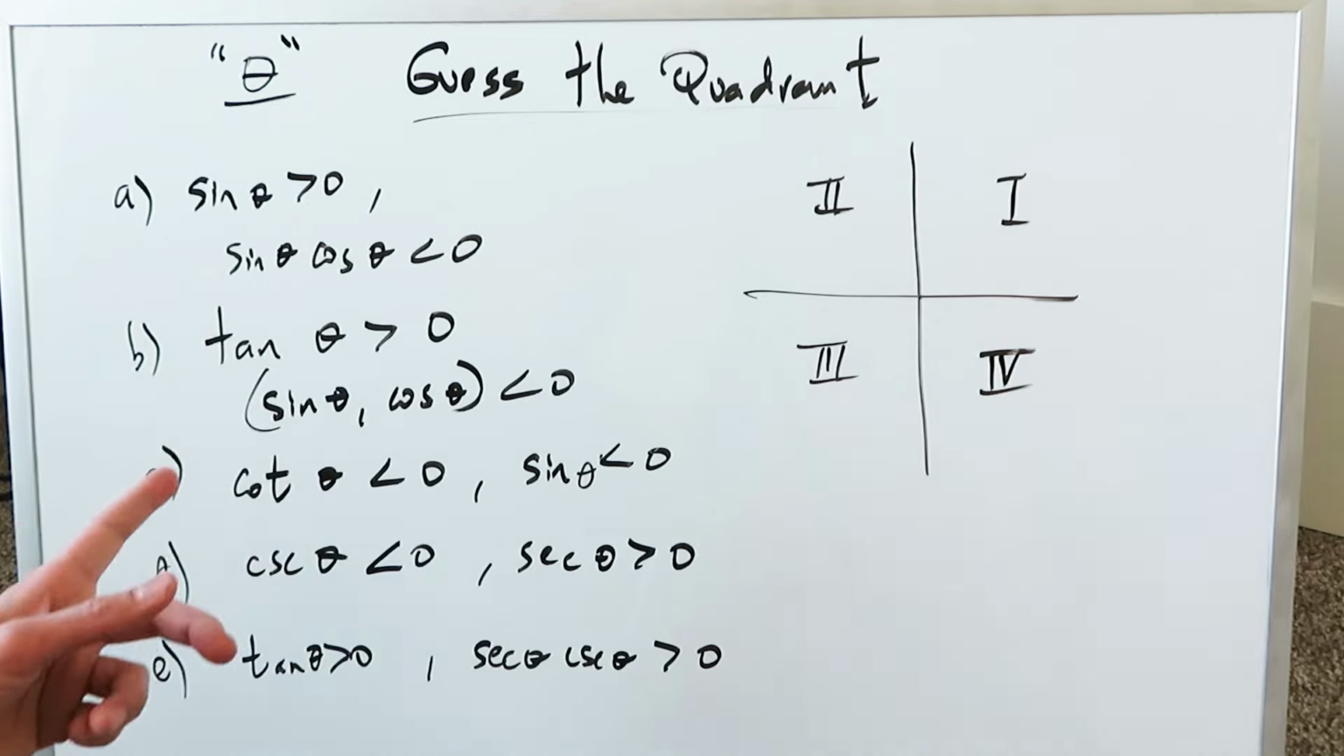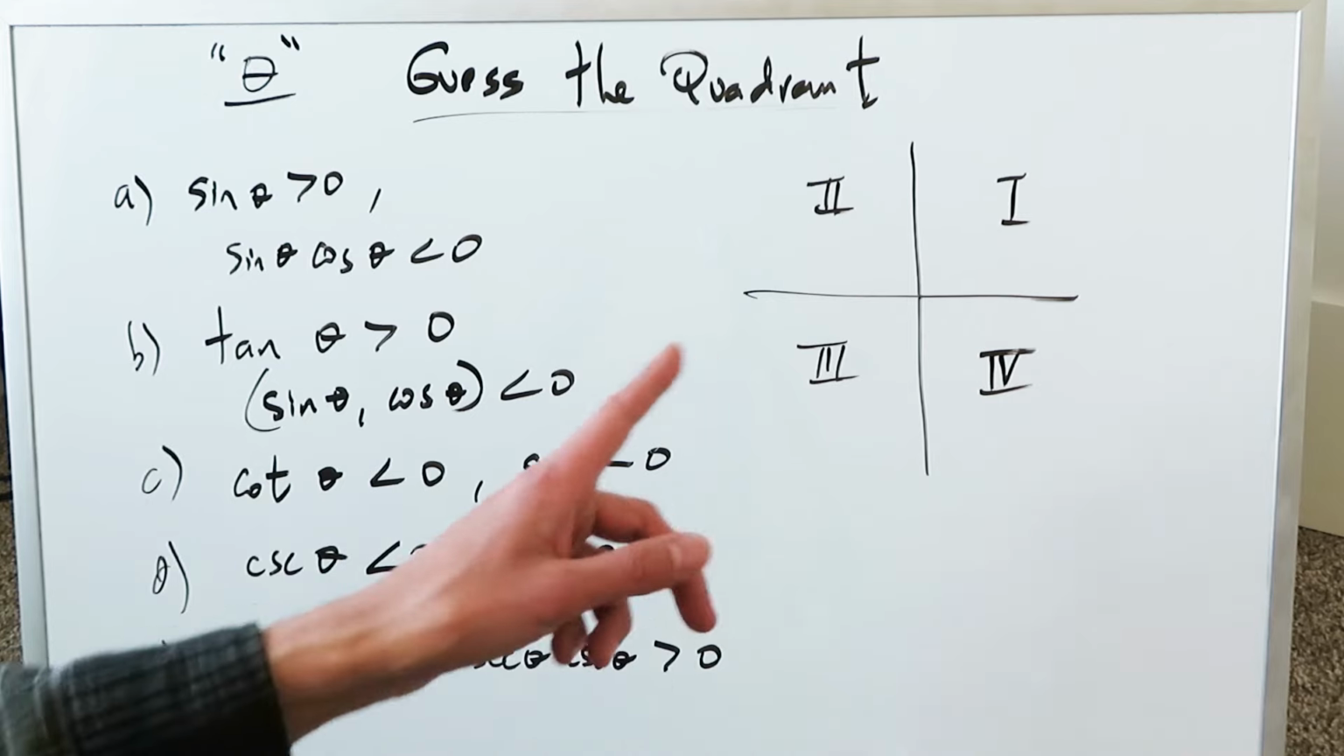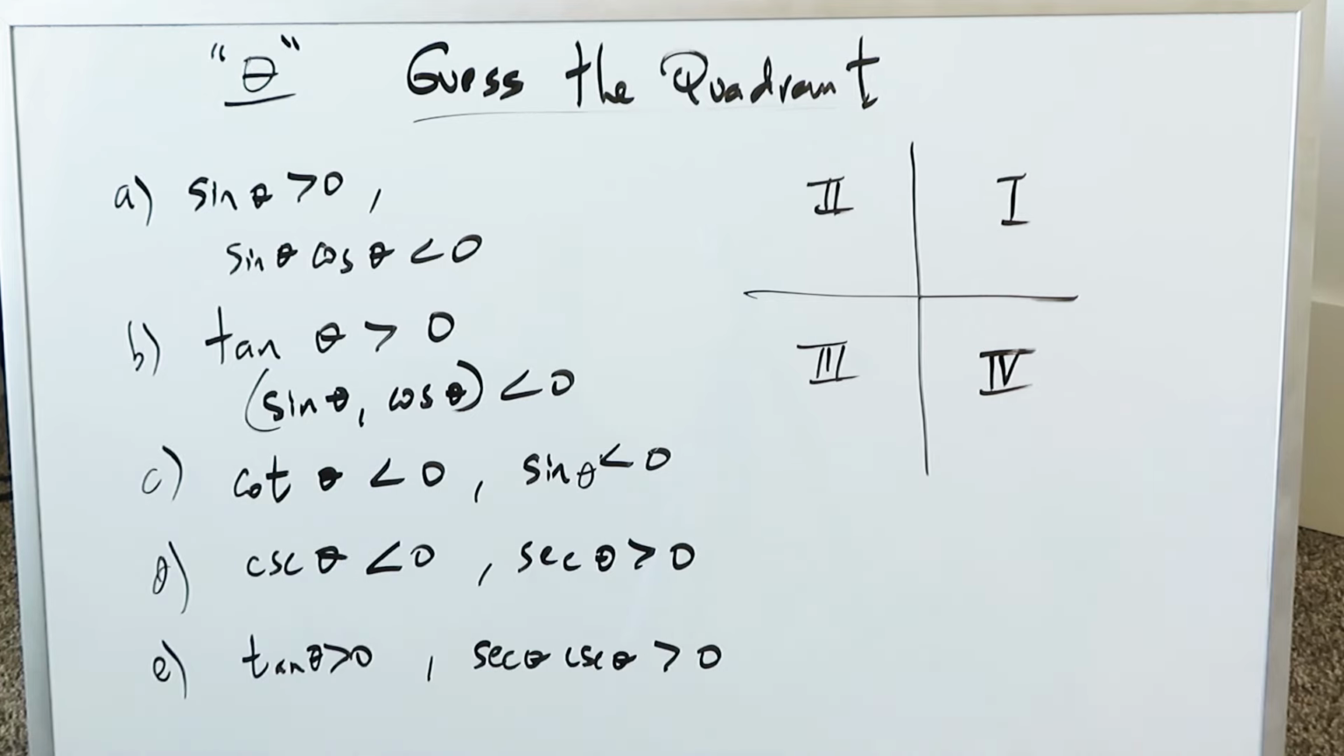Guess the Quadrant Game is the name of this particular video. The variable here is theta. Given the information in each of these 5 questions, A through E, we have to determine what quadrant the angle theta falls in. The variable falls into which of those 4 quadrants? 1, 2, 3 and 4.